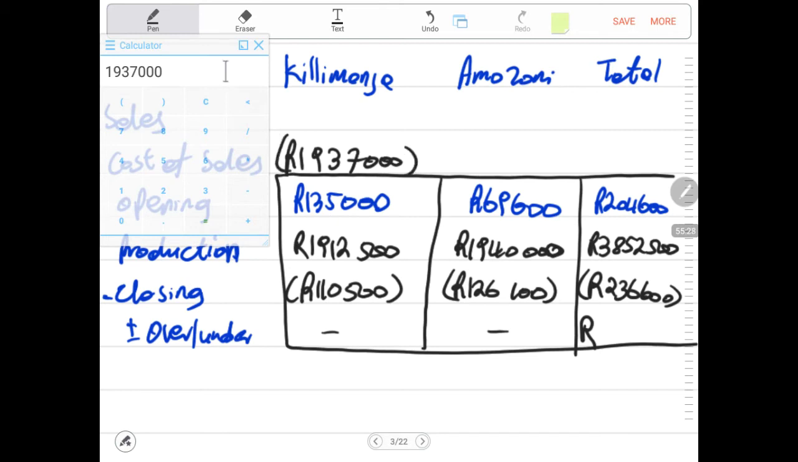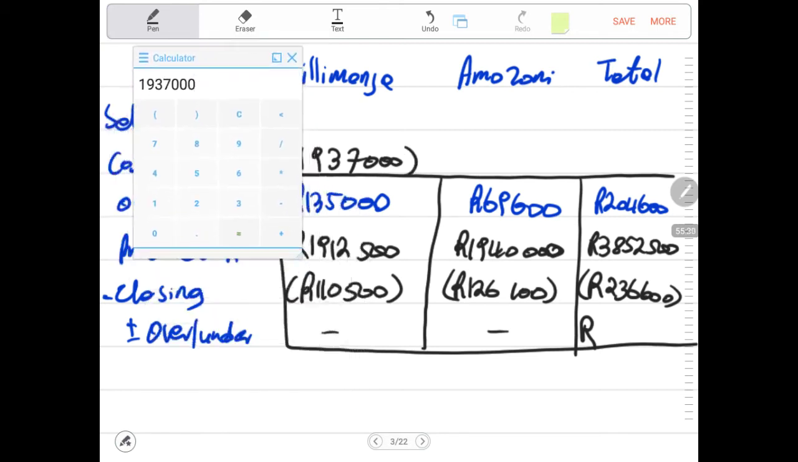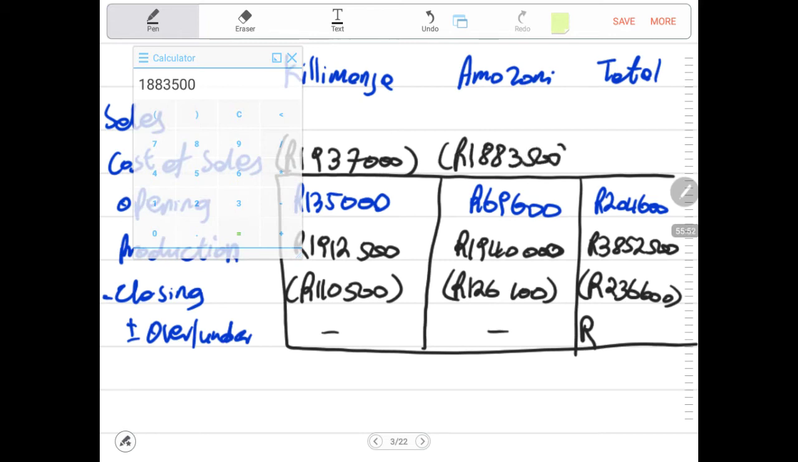1,937,000. I have not calculated my sales. I don't know how I forgot, but I'll do so. We have 69,600 plus 1,940,000 minus 126,100. It is a cost of sales of 1,883,500.